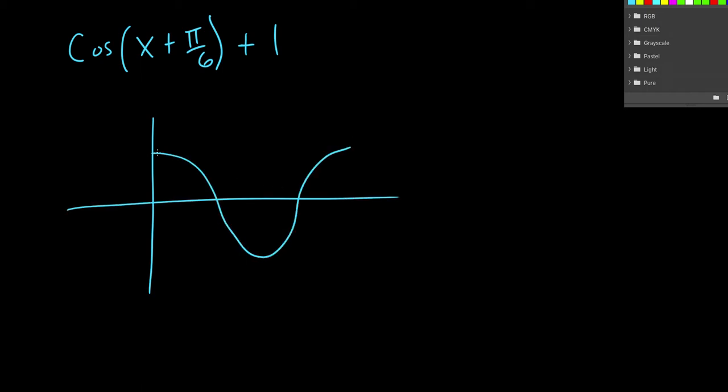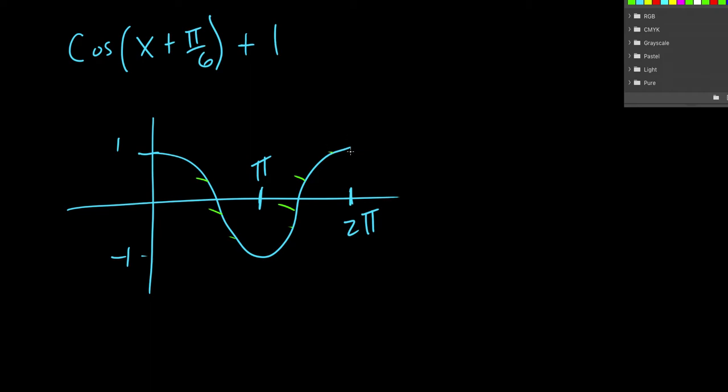So this time we have cosine of x plus pi sixth, plus 1. Once again, I'm going to draw my original, just regular cosine. 1, negative 1, pi, 2 pi, and this has two translations in it. So we're going to move left by pi 6, so this goes left, and so I can draw it like that. So kind of think of it just moving left.